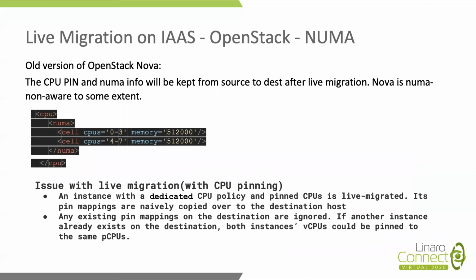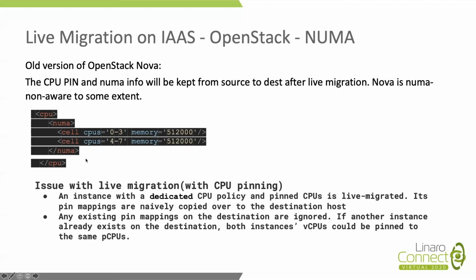The last thing we need to consider is NUMA. The NUMA topology is another thing we need to consider when triggering the live migration. Libvirt and KubeVirt are generally doing what Nova tells them to do. So actually in the old version of Nova, when migrating, the CPU pinning information and the NUMA topology were kept from the source to the destination after live migration. So Nova was generally NUMA non-aware to some extent.